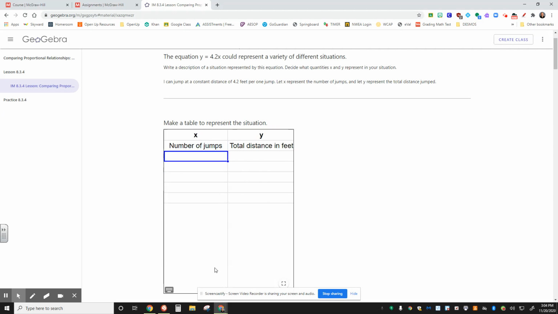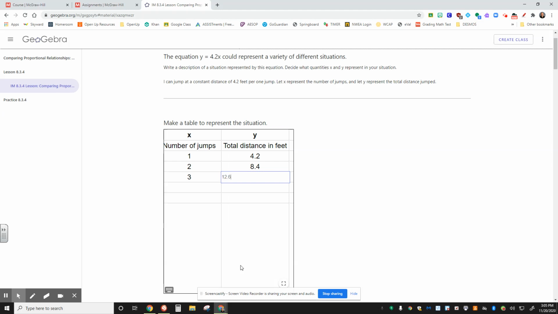Now, we go back to that piece, and let's say if I take one jump, obviously, I'm going to jump 4 and 2/10 feet. If I take 2 jumps, then I get 8 and 4/10 feet. 3 jumps, you kind of get the idea here.